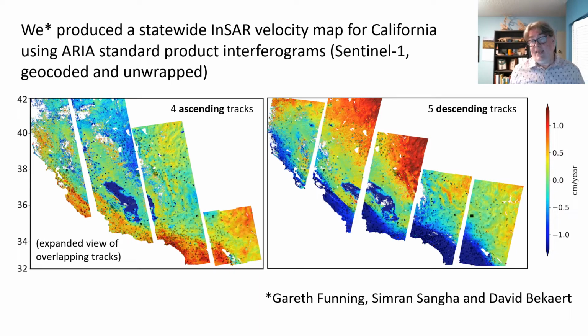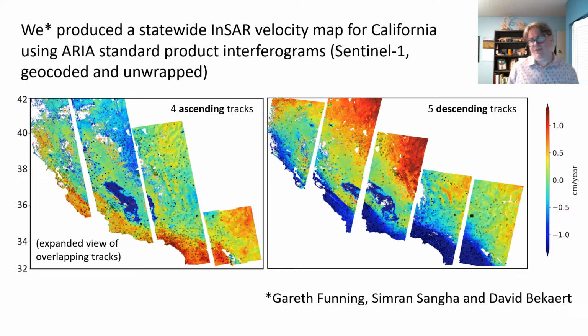What we do is we take ARIA standard product interferograms. These are interferograms that are routinely processed from data from the Sentinel-1 satellite. We stitch those together. There's about 2,300 of them in our analysis, and track by track we process them through a time series software called MintPy and estimate the best fitting surface deformation velocity for each pixel. I've shown you the full data set here.